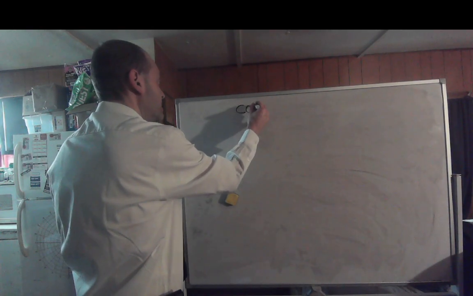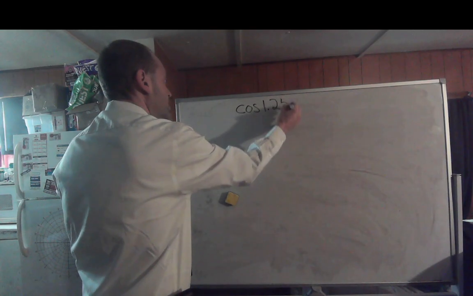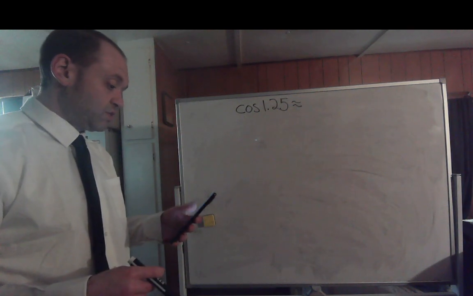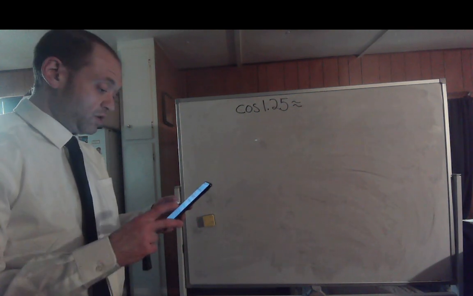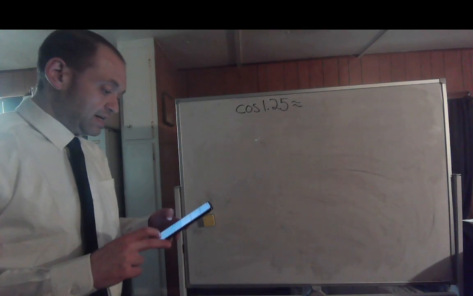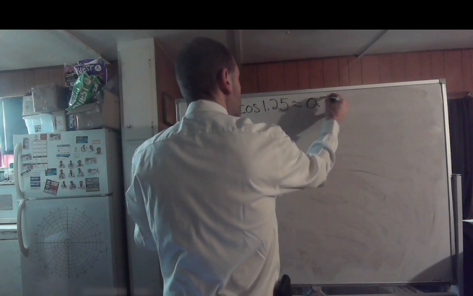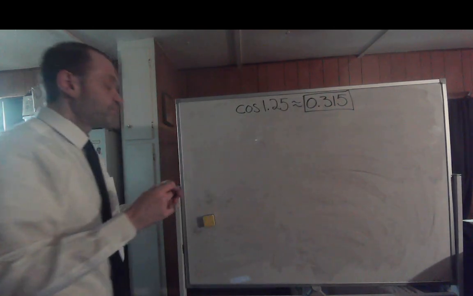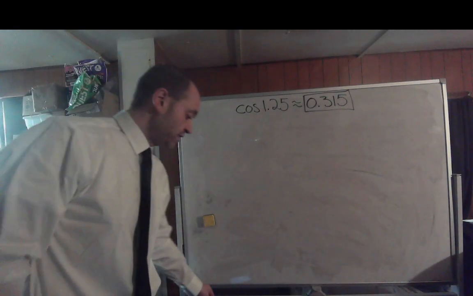I got one more, then we're done with the lesson. This one's not so bad. We just have a straight up cosine of 1.25. Well, your calculator should definitely have a button here for cosine. If it doesn't, you need to question if you even have a calculator. So, the cosine of 1.25, that's in radians, is approximately 0.315. So this is basic calculation with trig functions.